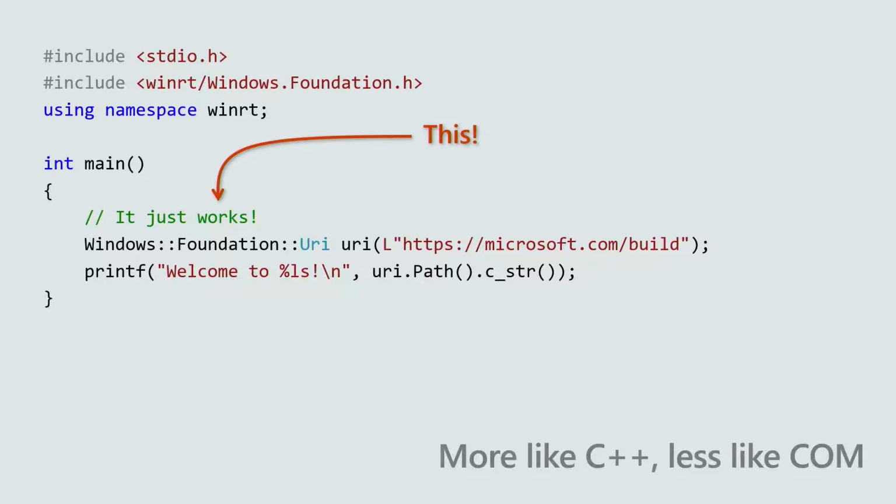Now, there will still be an implicit MTA, if you know about apartments, created for you under the hood on demand. And you can still manage your apartments manually if you do wish to do so. But in many cases, you can simply ignore the fact that there is an apartment, and it'll just light up for you with simple standard C++ types that you allocate locally, and you just use them.